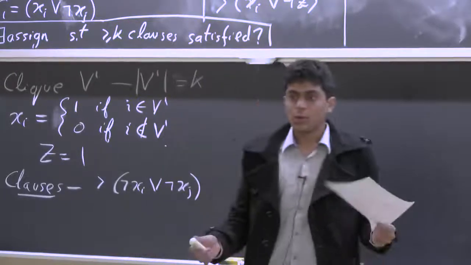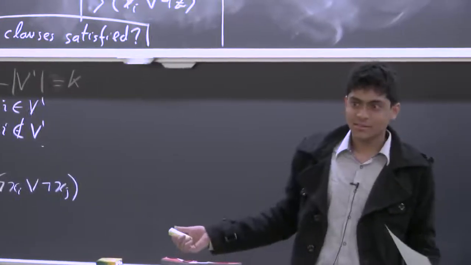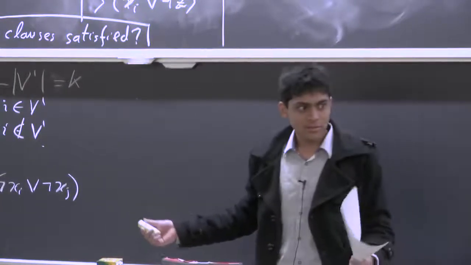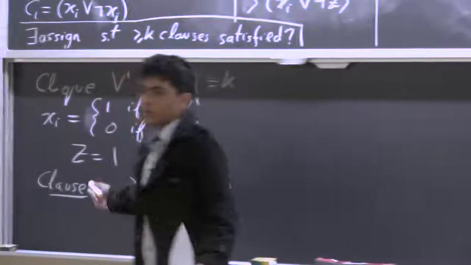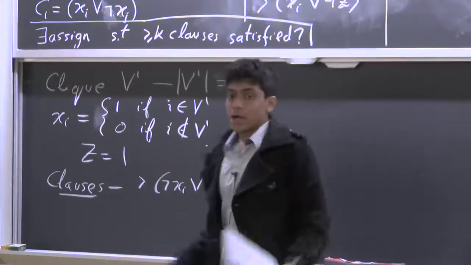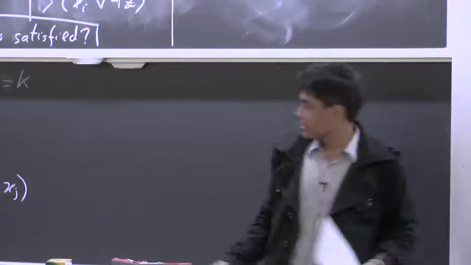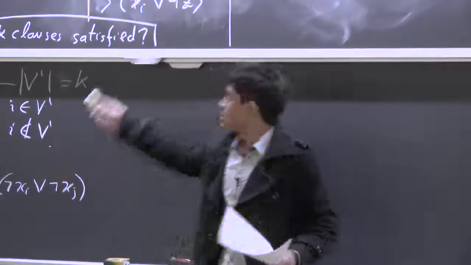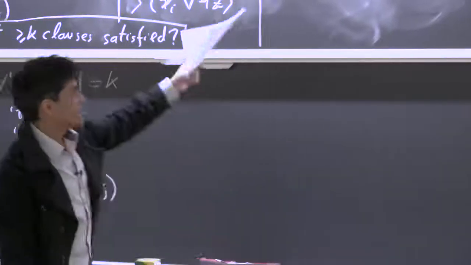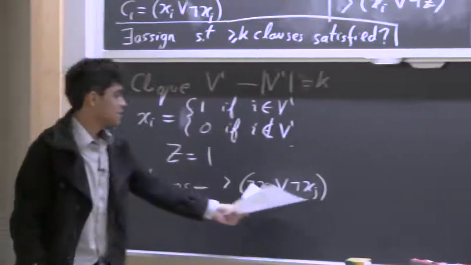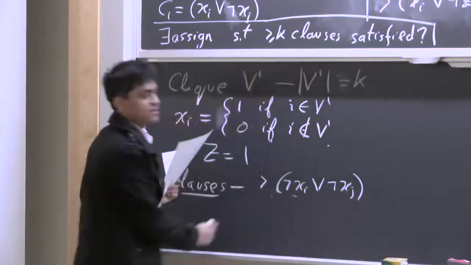What about the case when one of them is inside v dash? Is the clause satisfied? Yes, because one of them is 0, which makes the not 1, and the whole thing is an OR, so it's fine. Let's say both i and j are inside v dash. Then this clause just doesn't exist, because if it's inside the clique, then that edge obviously exists, and therefore this clause is not in the set of clauses we're using. So essentially every clause of this form will be satisfied.